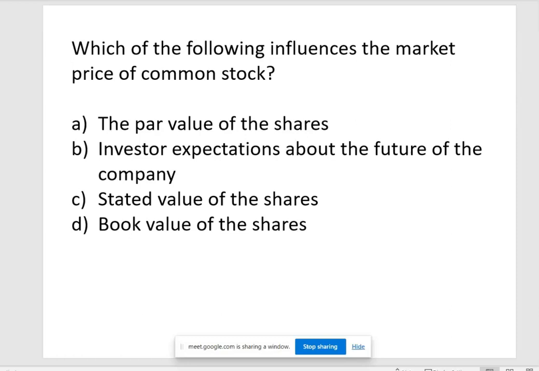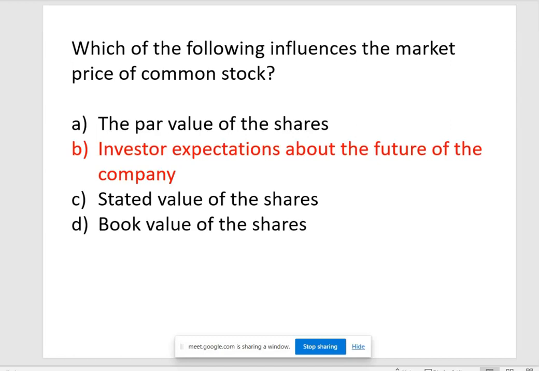All right. So which of the following influences the market price of common stock? Well, there are a number of things that can influence it, but the real influence is expectations about the future of the company. It comes down to supply and demand. What drives supply and demand? Future expectations. The par value of the shares of common stock is virtually meaningless. Basically, it's an accounting entry that shows up as one line item on the balance sheet.